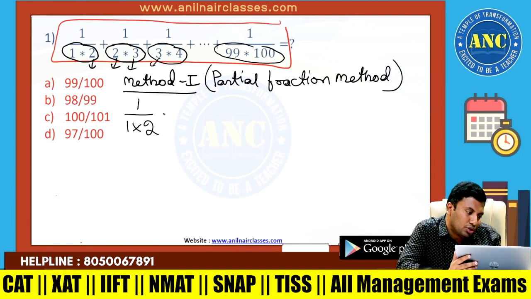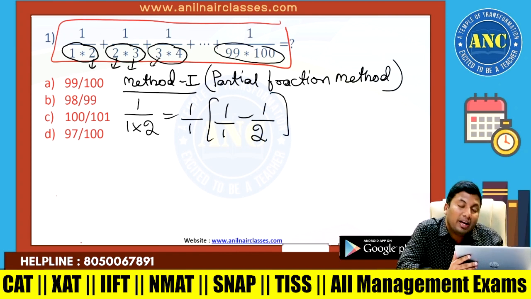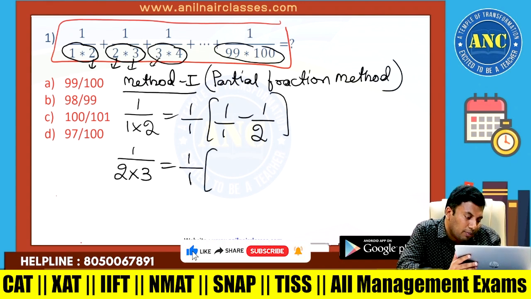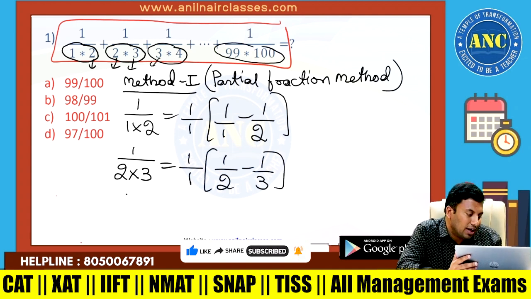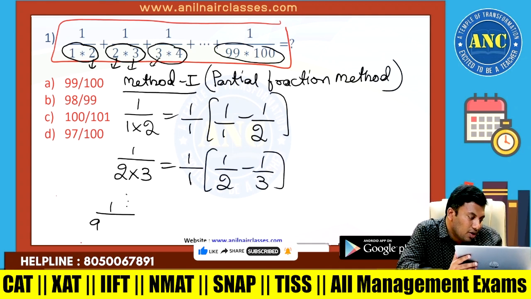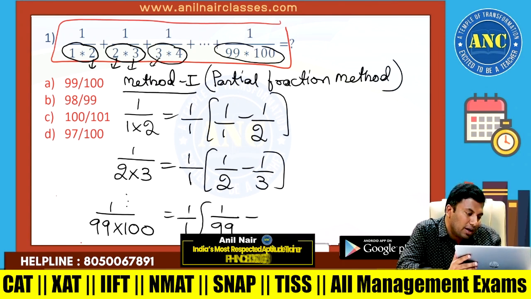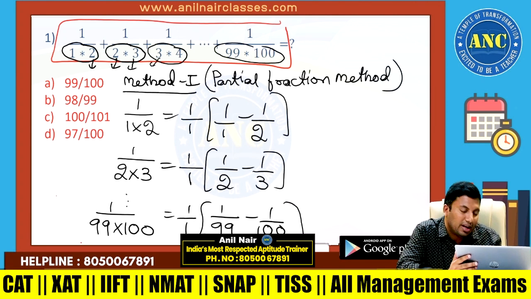1 by 1 into 2, can I write it as 1 by 1 into (1 minus 1 by 2)? If I take the LCM 1 into 2, 2 minus 1 is 1, so the 1 will get cancelled. 1 by 2 into 3 can also be written as 1 by 1 into (1 by 2 minus 1 by 3). Similarly, if I take the last value, 1 by 99 into 100, this is nothing but 1 by 1 into (1 by 99 minus 1 by 100).